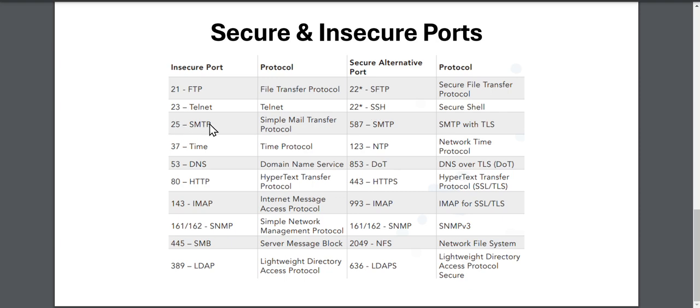Then we also have SMTP. That's Simple Mail Transfer Protocol. It's used for email communication. SMTP runs on port 25, while the secure version runs on port 587, right? SMTPS. So this has to be SMTP with TLS, Transport Layer Security, on it.